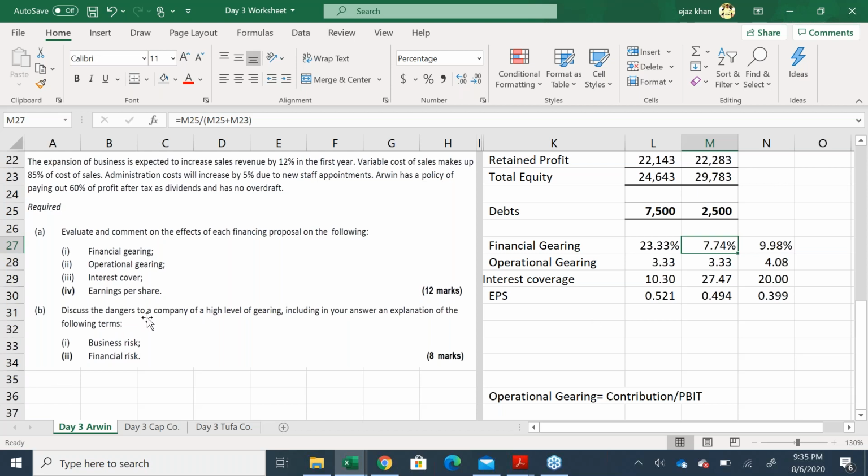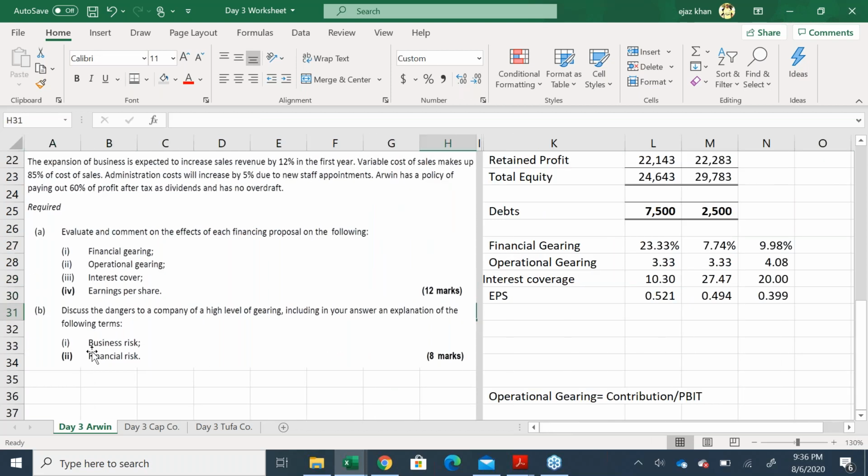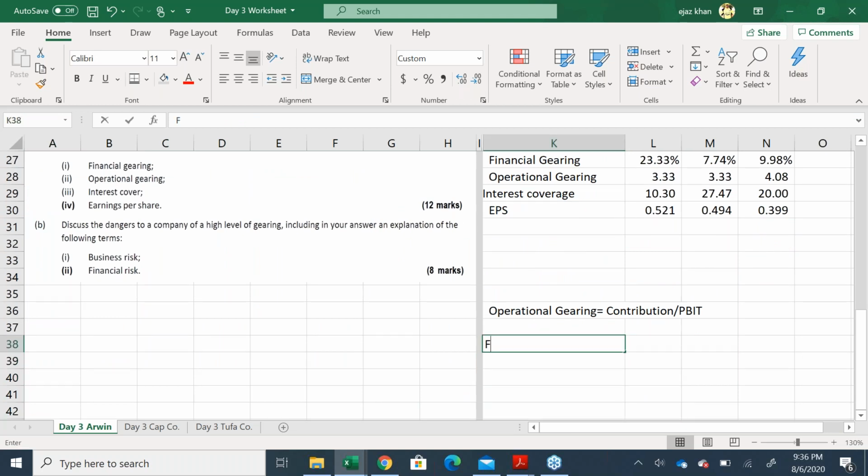Discuss the dangers to a company of a high level of gearing, including in your answer an explanation of the following terms: business risk and financial risk. So let me explain the business risk and financial risk first. What is business risk and what is financial risk?